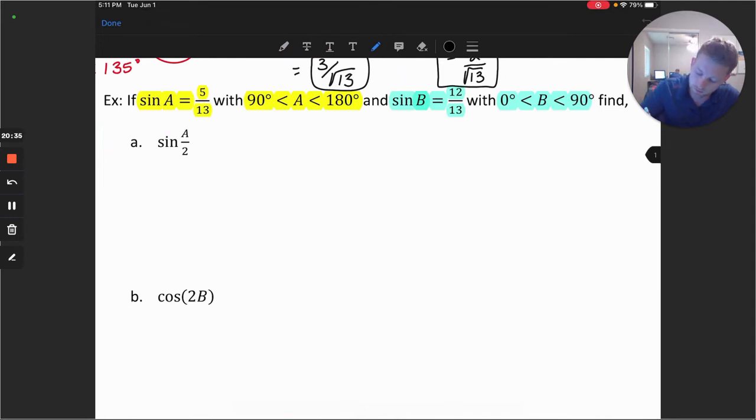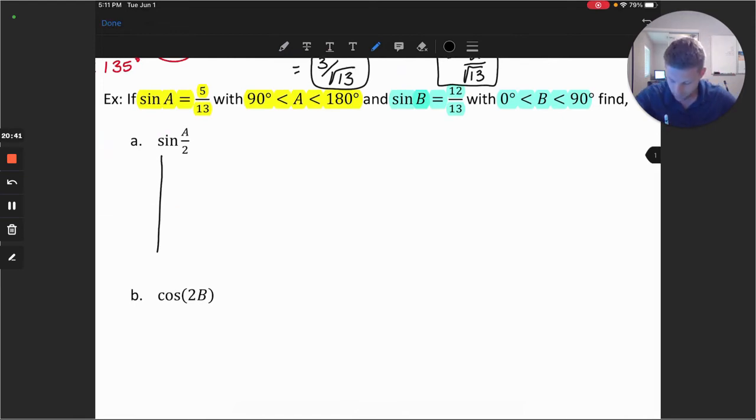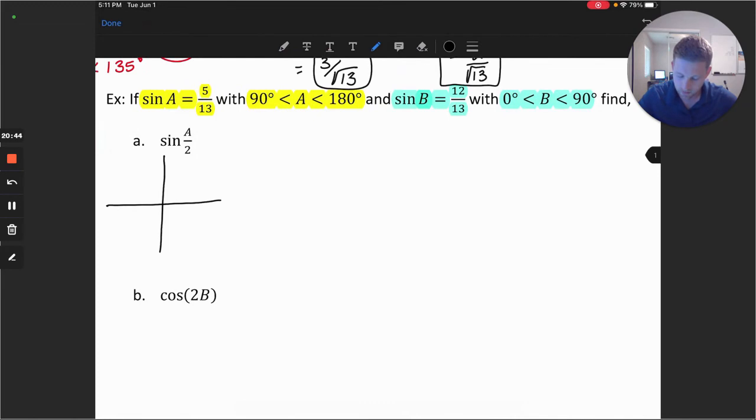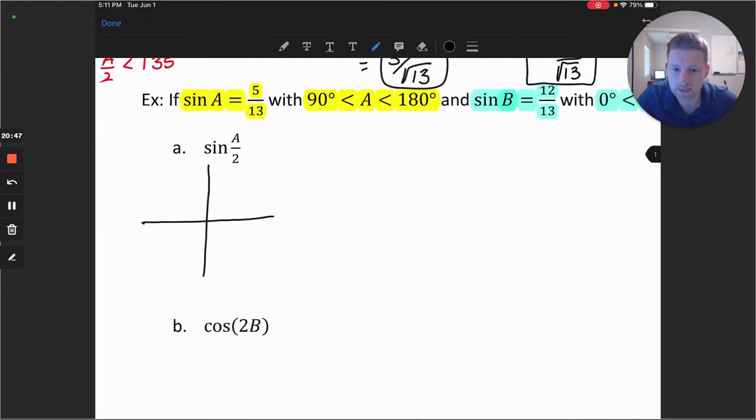And so first, we need to work out a little diagram about this angle A. We'll consider angle A first. We know its sine is 5 over 13 in the second quadrant. So we're going to build a diagram here for angle A in the second quadrant. Its sine is going to be 5 over 13, which means its adjacent side is going to be negative 12. So we have a 5, 12, 13 triangle.